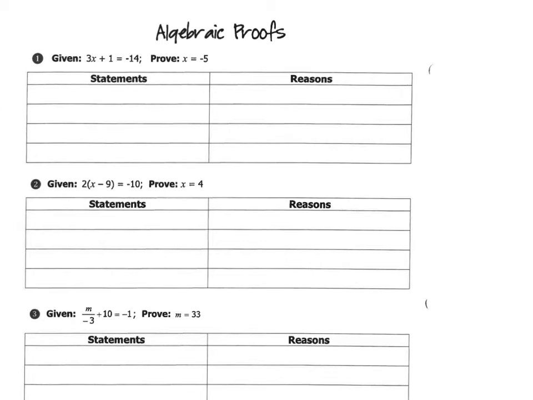When we're looking at these proofs, the first thing that we want to look at is this stuff up here at the top, because that's going to give us this and this. So that'll give us our first and our last statements. Our first statement would be the 3x plus 1, and the reasoning behind that would be this. That's given to us.